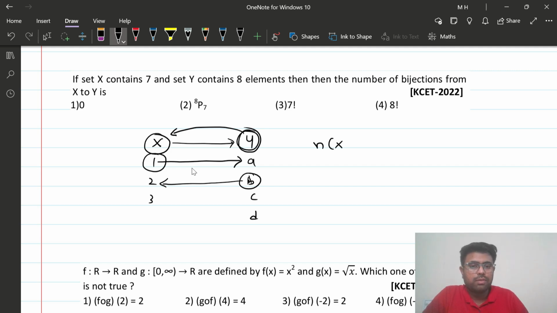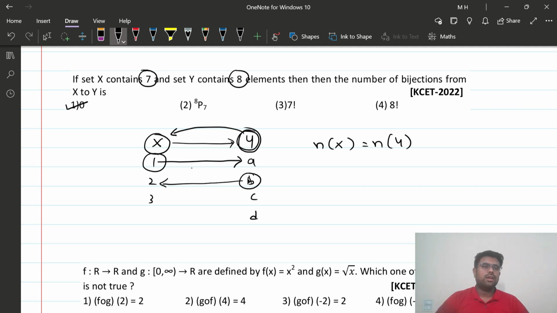So therefore n of X must be equal to what? N of Y. But in this case, set X contains 7 elements and set Y contains what? 8 elements. So therefore there cannot be any bijections from the set X to set Y in this case. So therefore it is going to be the option A, that is 0 bijections. There cannot be any bijections at all.